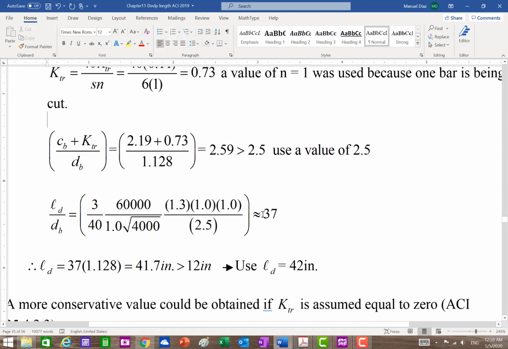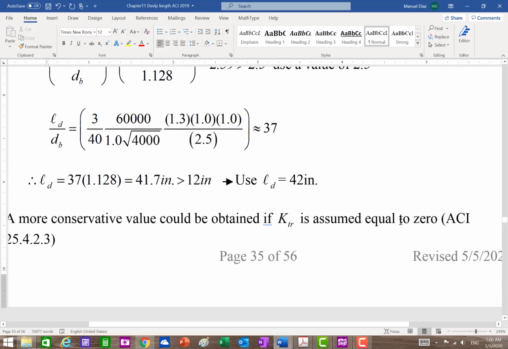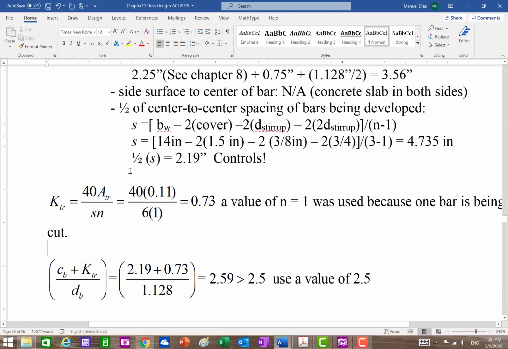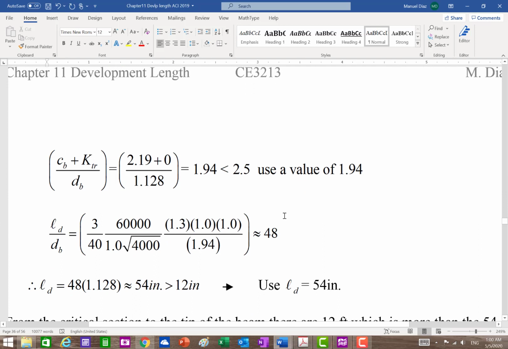So we do that, we get 37 times dB multiplied by the diameter of the bar, number 9. So we need a development length of about 42 inches, is greater than 12, so we're good. So development length is 42. Now remember that the code allows also for 0, right? So the code says, hey, you can assume all these things go to 0. If we do that, then this is 194. Because this is a more conservative approach, you're going to end up with a larger development length, and that would be 54.